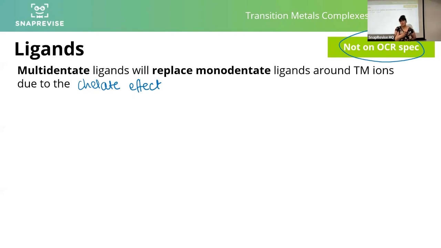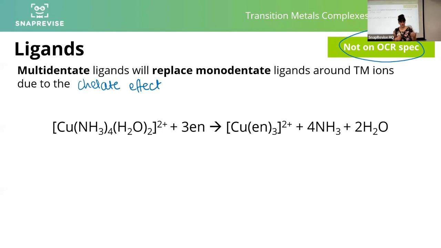It's just you might be given a little bit more support with the context. So multidentate ligands will replace monodentate ligands and bidentate ligands as well, technically, around transition metal ions due to the chelate effect. What this is, for example, here we've got 6 monodentate ligands, and we can replace the 6 monodentate ligands with 3 bidentate ligands using the chelate effect.